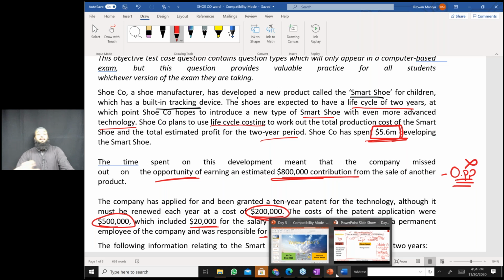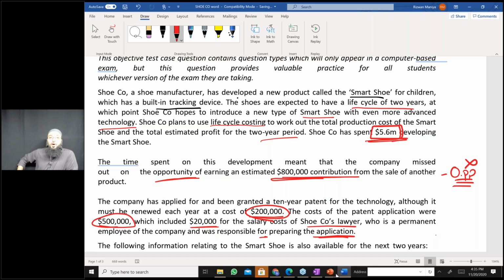Entire life cycle cost should be worked out, which means if the lawyer was part of the application preparation, a resource was consumed on the application, and if a resource was consumed, we should charge that. If a lawyer has spent 2 hours on this and 2 hours cost is, for example, 20,000, then to find out the real profitability of the product, we should charge this 2 hours cost. Yes, we should charge. Exactly.